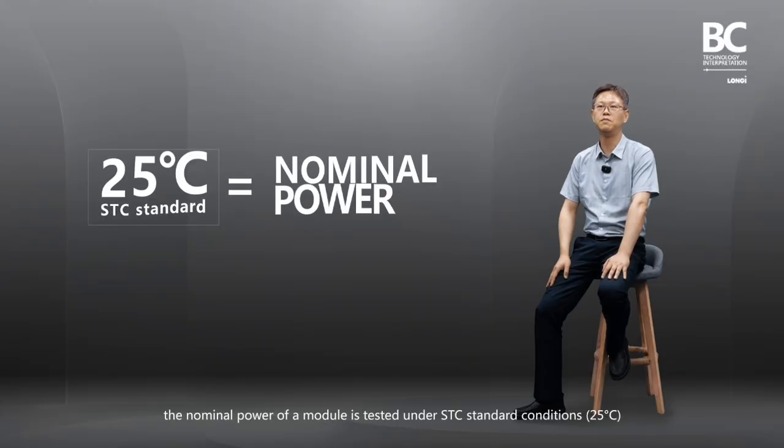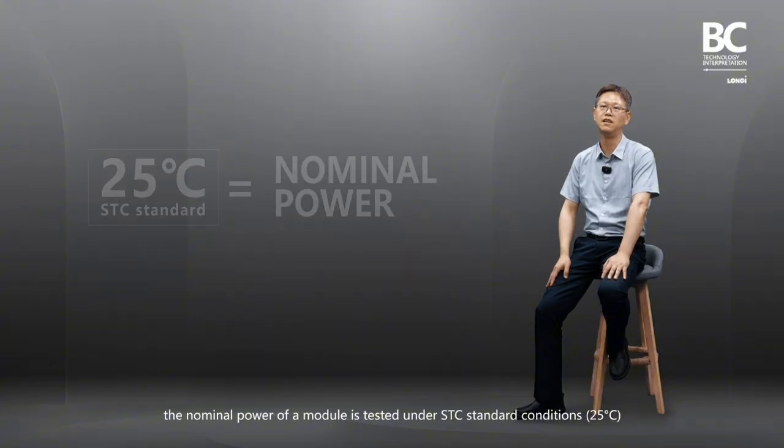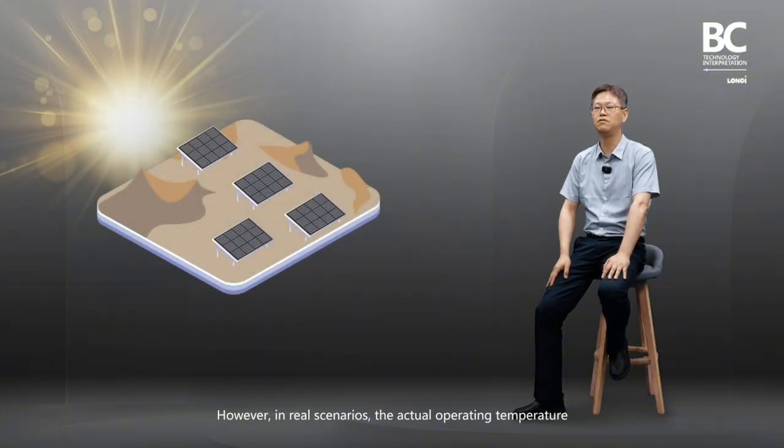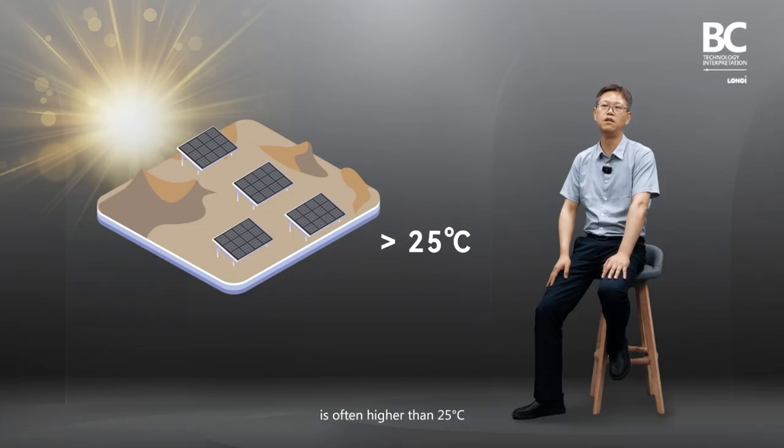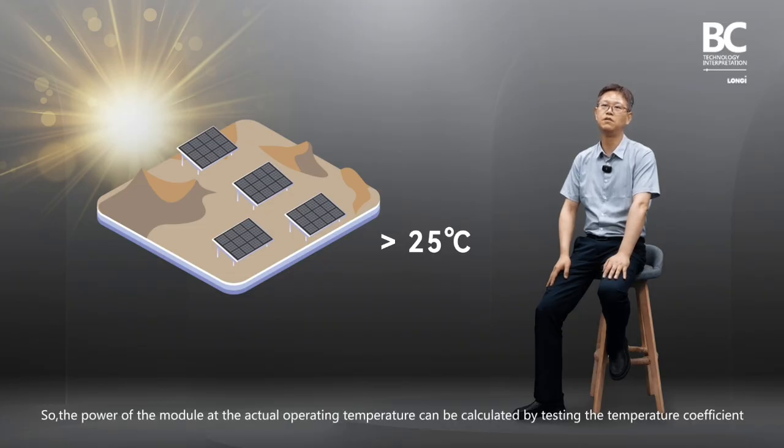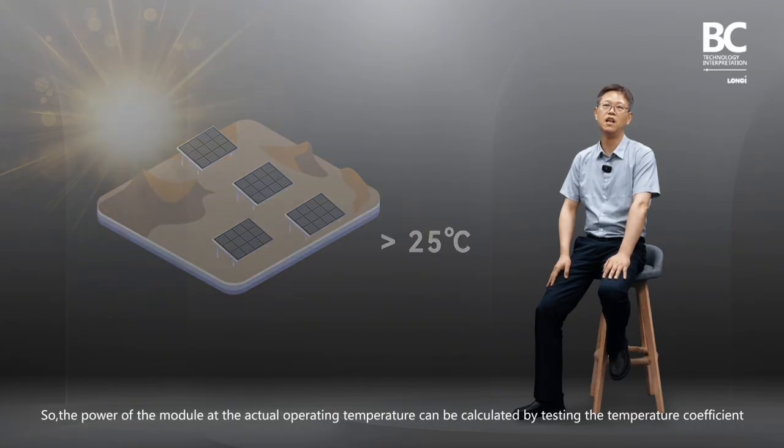So why do we need to test temperature coefficient? As we all know, the nominal power of a module is tested under STC standard conditions, 25 degrees C. However, in real scenarios, the actual operating temperature is often higher than 25 degrees C. So, the power of the module at the actual operating temperature can be calculated by testing the temperature coefficient.